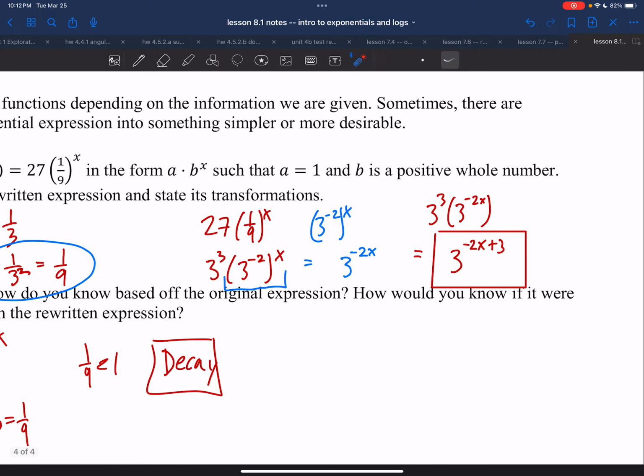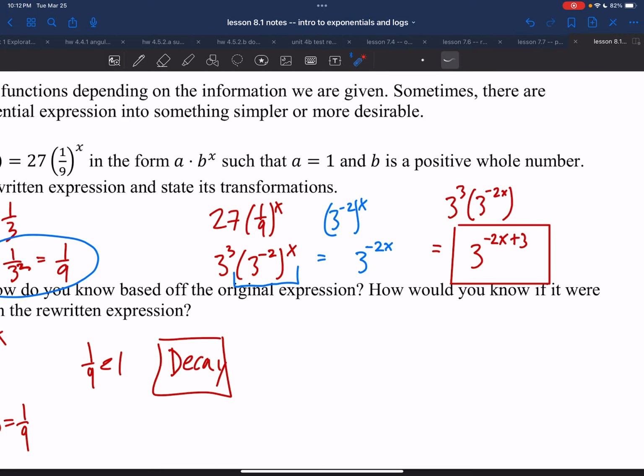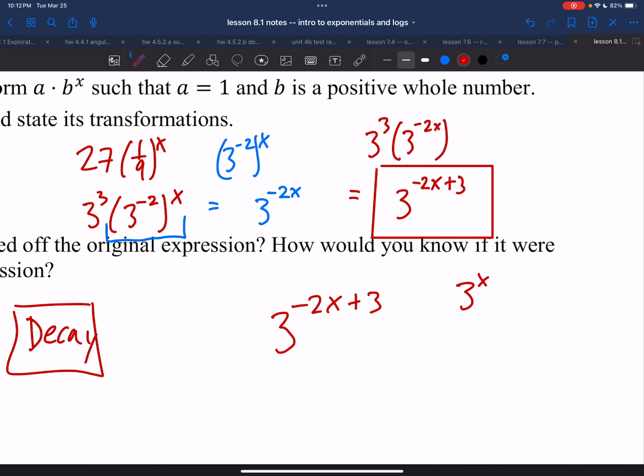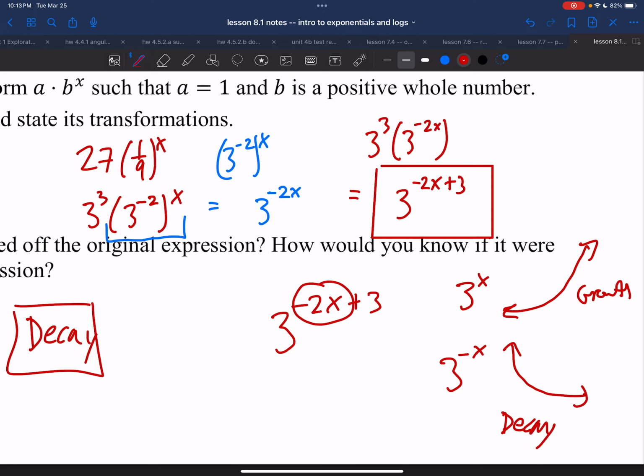But then, how could you know that from the rewritten expression? Right? You see this 3 to the negative 2x plus 3? How could you look at 3 to the negative 2x plus 3 and know that that's decay? Well, if you think about transformations, 3 to the x is a typical exponential growth function. But 3 to the negative x does a horizontal reflection, meaning it flips and becomes a decay function. So, because this says negative 2x here, the coefficient on x is negative. That means there's been a horizontal reflection applied. So instead of being growth, it's been reflected and it becomes decay.